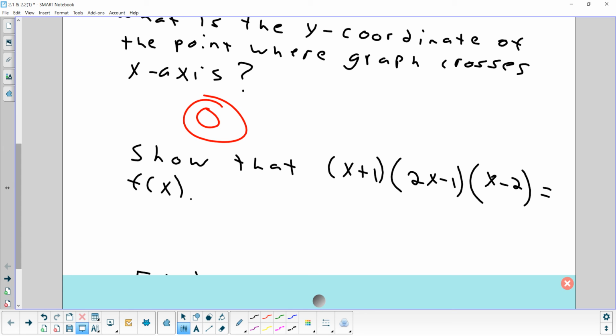What could you plug in for x to make this first one 0? This first, we'll call this the first factor. Caleb? -1. -1. What could you plug in for x to make the second factor 0?